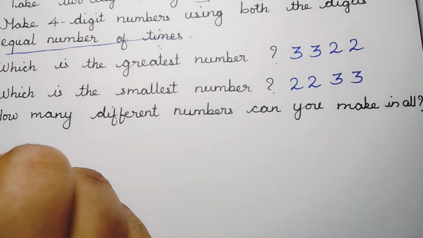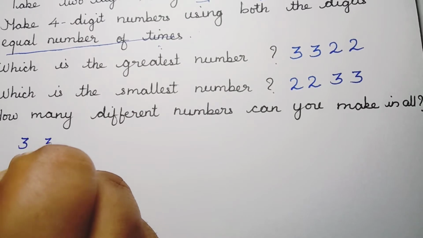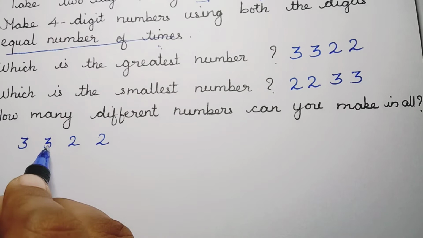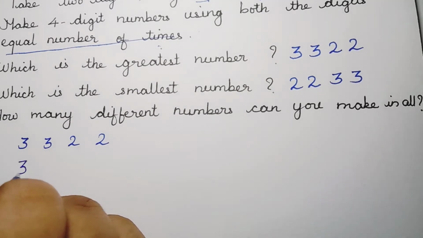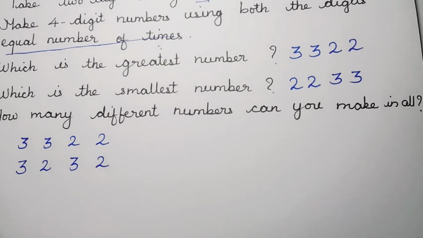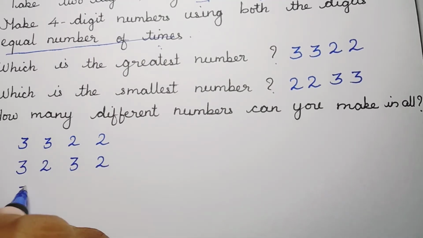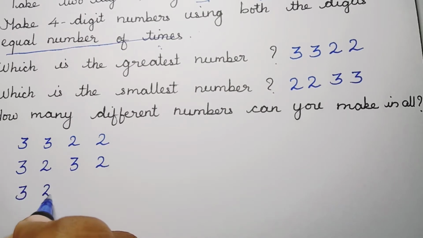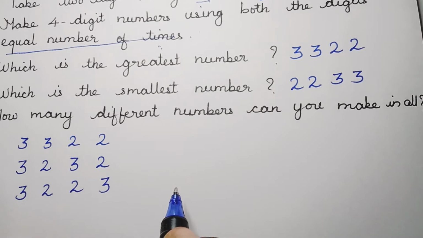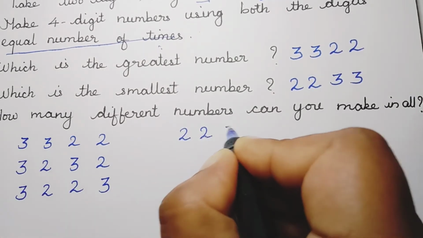So you can write like this. First, let's write in the decreasing order 3, 3, 2, 2. Just shift the position of 3. So 3, 2, 3, 2. Again shift the position of 3 to the ones place. 3, 2, 2, 3. Then what you can do is write 2 first.